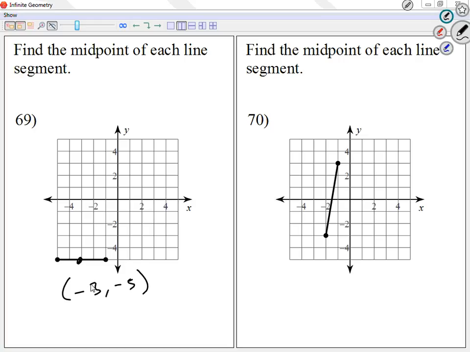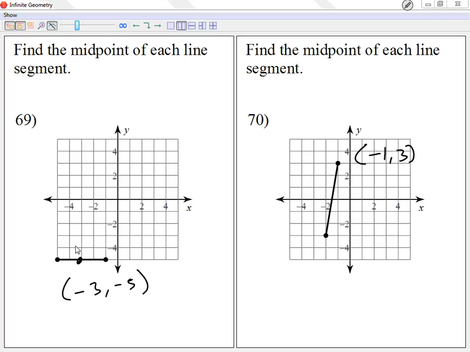But if you notice 70, we cannot. 70 is not that easy to count. 69 was easy to count, it was 4 spaces long. But for 70, we're going to use our coordinates. One point is -1, 3. You see the midpoint is this point right here. The coordinates of that one are -3, -5.